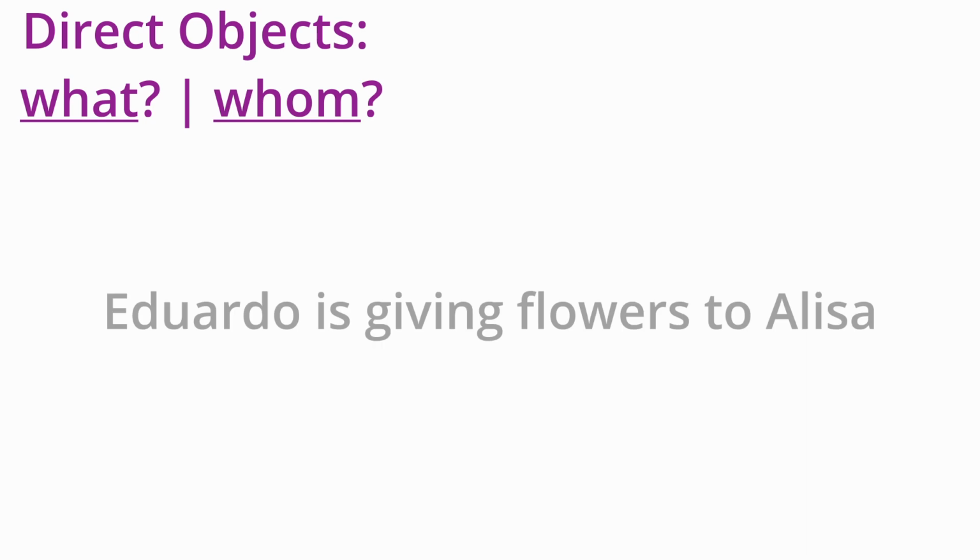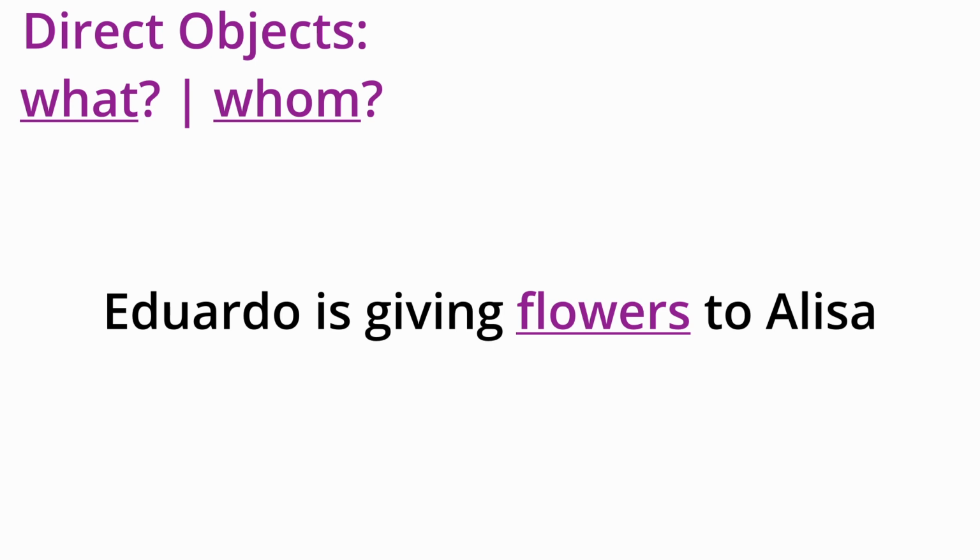Allow me to explain. Before we jump to examples, I hope you remember that direct objects answer the questions what or whom, meaning that they can be things or people. Now let's take an example: Eduardo is giving flowers to Alisa. Try to identify the direct object of this sentence. You have 3 seconds. If you got it right, I'm very proud of you.